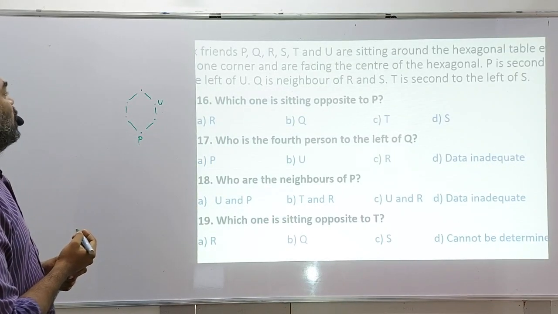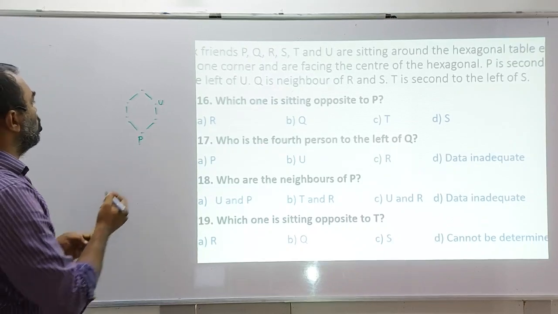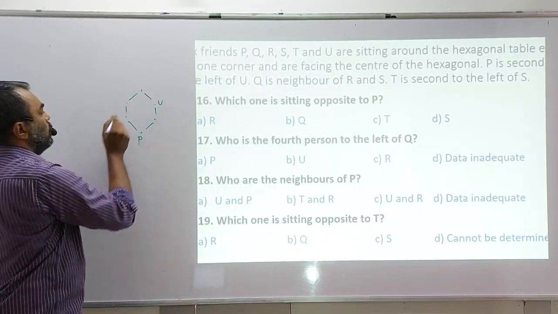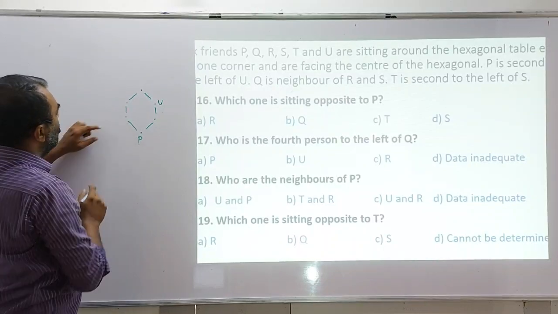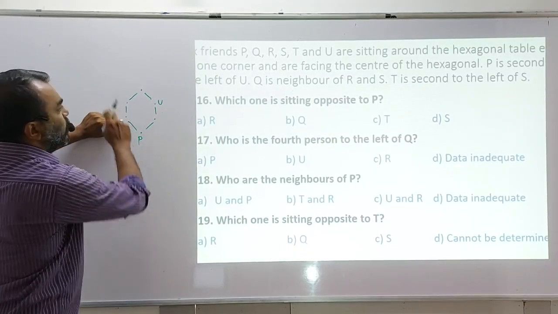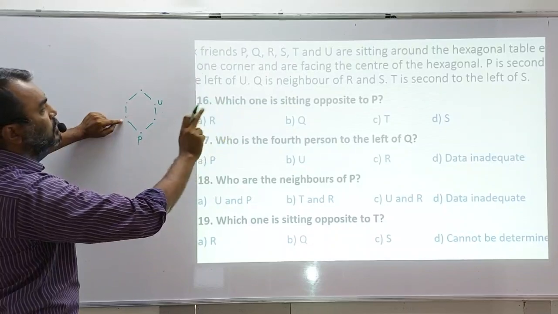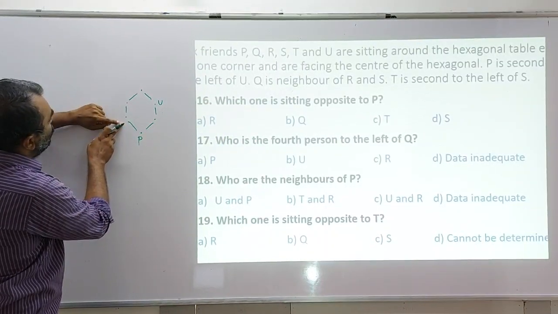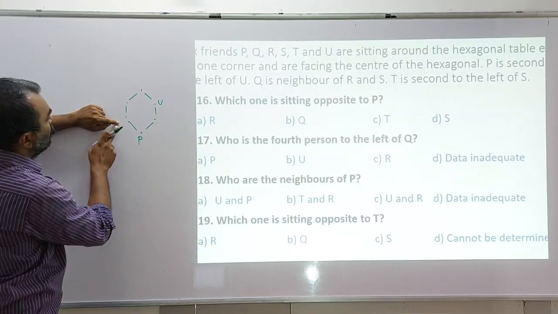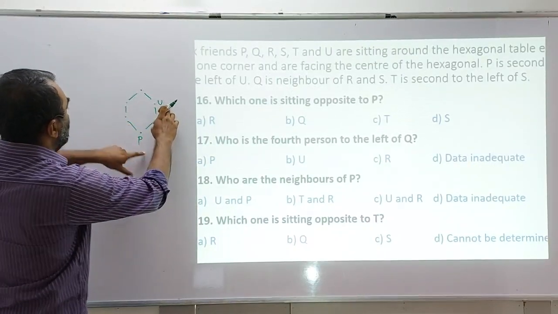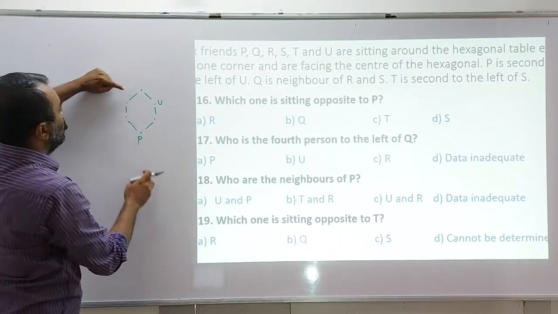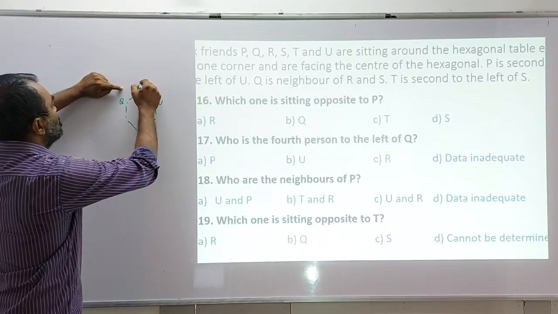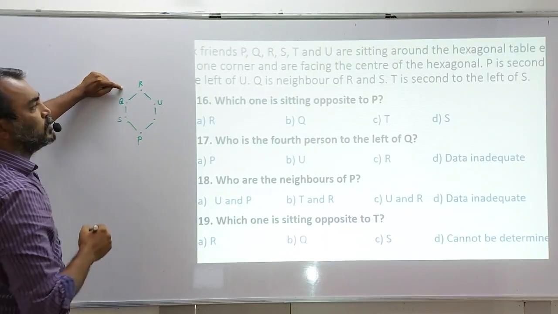Q is the neighbor of R and S. Now you can see Q cannot come here. Why? If Q comes here, it has got two neighbors, R and S. If I put Q here, then R will come here, S will come here. But here I put P, so I cannot put the neighbors. I'll have to put Q here, because Q has got two neighbors, R and S.